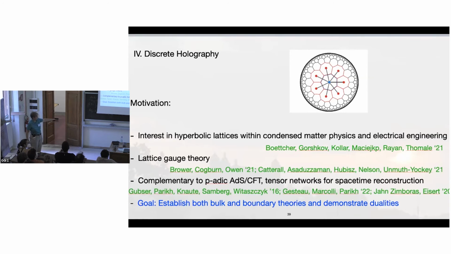There's a very nice recent paper by Matilde Marcolli and collaborators. And then from the point of view of quantum information, there's space-time reconstruction, and Alexander Jahn is also sitting here somewhere. So there's a lot of interest from different sides. So what's the goal for us as holographers? Well, it is to establish both the bulk and boundary theories and demonstrate the dualities in this configuration. And the hard point is to actually find a Hamiltonian for this boundary theory.